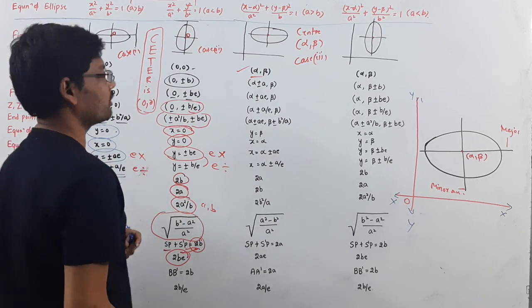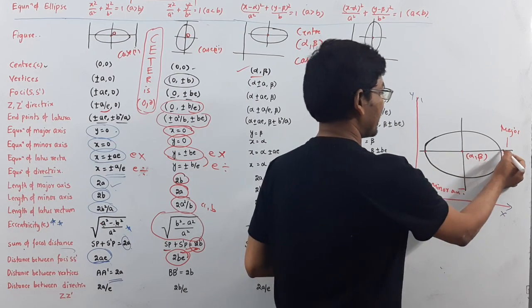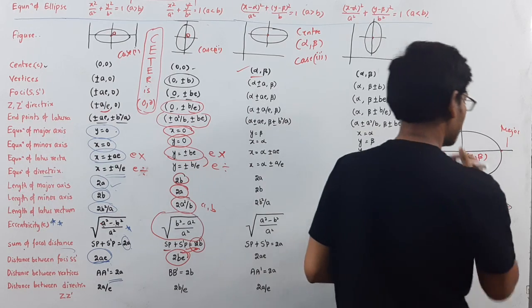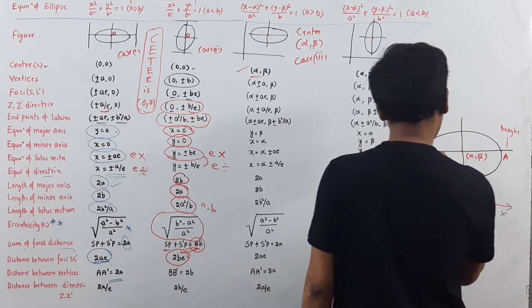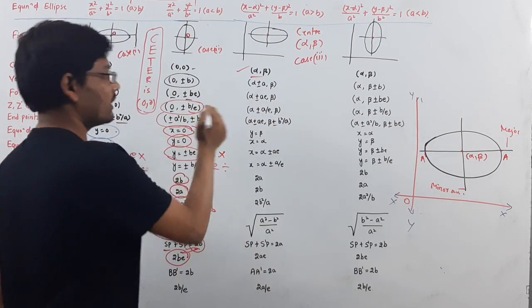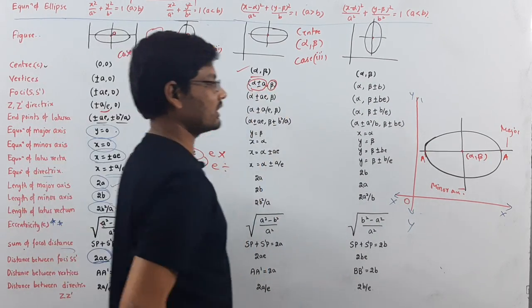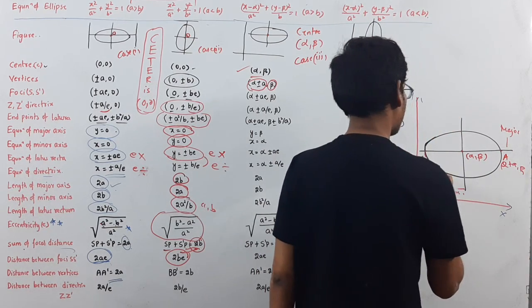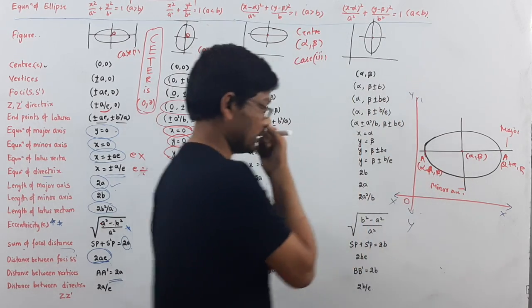And the second point, vertices, is nothing but the points where the ellipse and the major axis both intersect, which are called vertices here. These vertices are A and A dash. So the points are alpha plus or minus a comma beta. This is alpha plus a comma beta, and this is alpha minus a comma beta. This is first point, this is second point here.